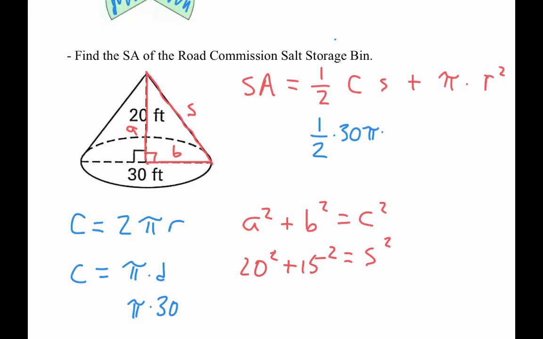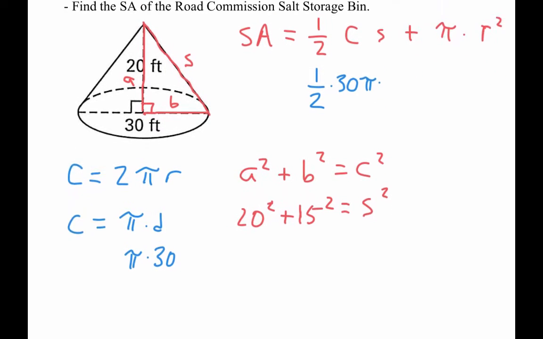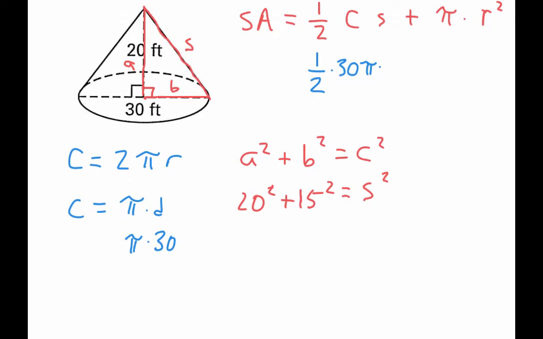Do other people see it too? Yeah. Because the whole way across is 30, we only need half of it. We need the radius, not the diameter. And that's real common. I actually made that mistake last year. I was marking tons of people wrong, then I realized I put in the diameter instead of the radius when I was finding the slant height. So be careful. It's easy to make that mistake.